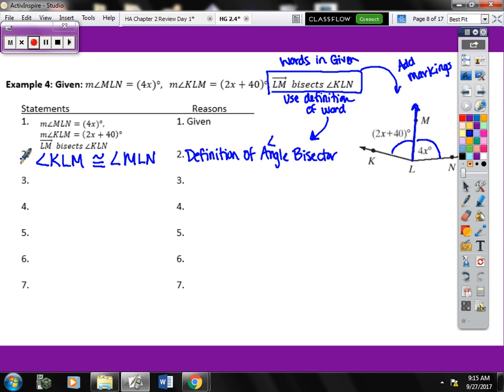Okay? So from step 2 to 3, all we're going to convert is from a congruent sign to an equal sign. And with angles, when you do that, you're going to have to throw in that little measure in front. So we will say the measure of angle KLM is equal to the measure of angle MLN. The measure of an angle equals the measure of an angle. Any guesses on why I'm allowed to do that? It is a definition.